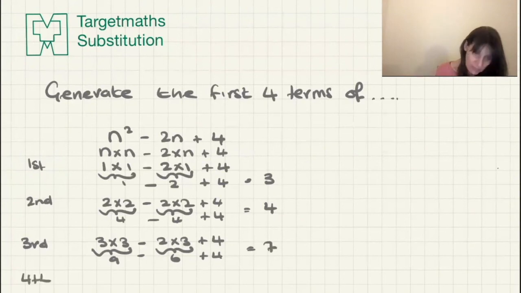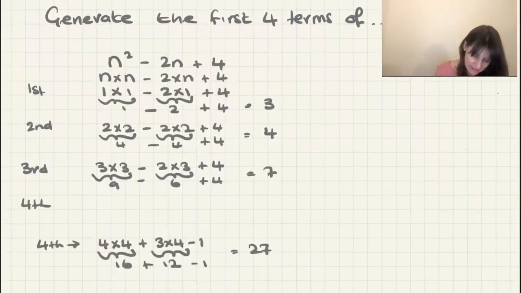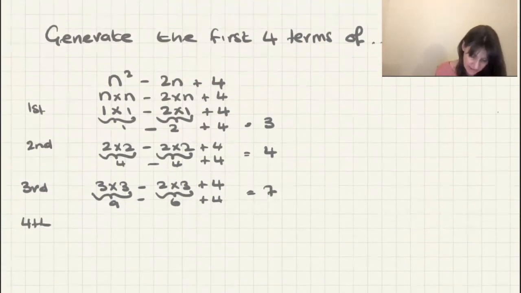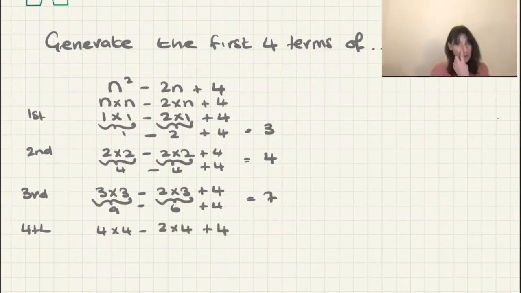And then we'll put the fourth one in. Let's get that up a little bit. Oh, I've still got the working out on that one. Let's get rid of that so it doesn't confuse us. There we go. So the fourth one's going in. 4 times 4, take 2 times 4 plus 4. Whew, lot of 4s. Okay.